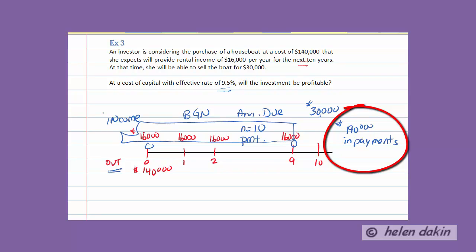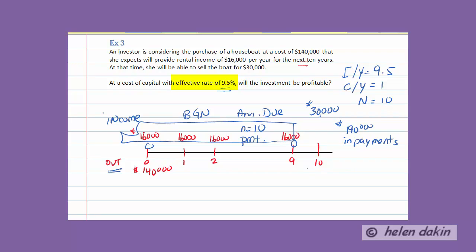So if she has a cost of capital that has an effective rate of 9.5%, effective means that the interest rate is compounded annually. So we know that in our formulas, we're going to be using I/Y equal to 9.5, and C/Y equal to 1 as well, because the compounding period is annually. Not only that, if we're going to be using the BGN mode on our calculators and determining the present value of this annuity due, we also know that the number of payments in this annuity due are 10. So there are 10 annual payments of rent that are payable.